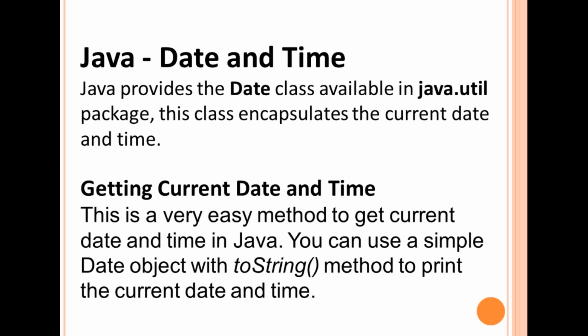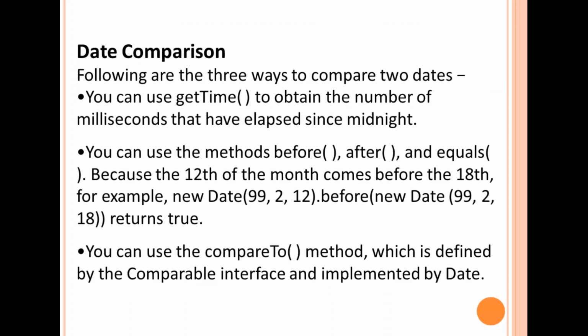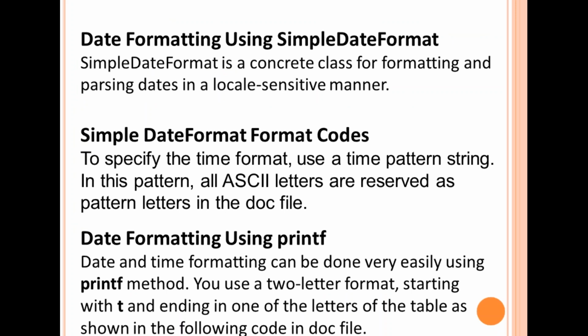Getting current date and time. This is a very easy method to get current date and time in Java. You can use a simple Date object with toString, as we have seen in the example. Date formatting using SimpleDateFormat. SimpleDateFormat is a concrete class for formatting and parsing dates in a locale-sensitive manner. SimpleDateFormat allows you to start by choosing any user-defined patterns for date-time format.